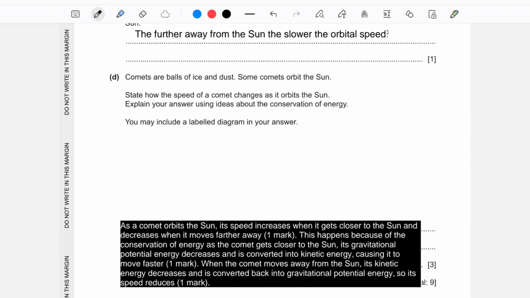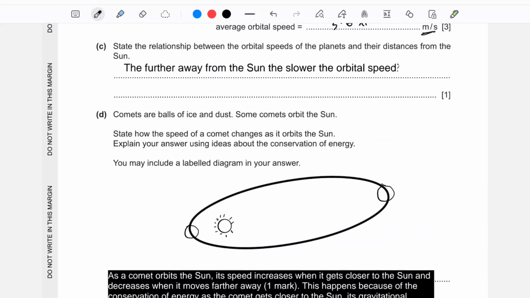Comets are balls of ice and dust. Some comets orbit the Sun. State and explain how the speed of a comet changes as it orbits the Sun. Explain your answer using the ideas about the conservation of energy. You may include a labeled diagram below. So the comets will be orbiting the Sun in an elliptical path.